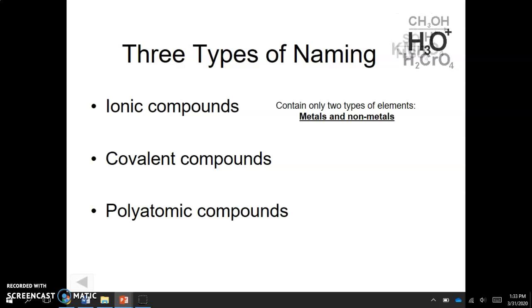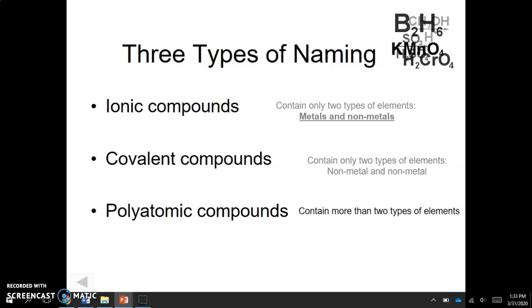Our ionic compounds are going to contain two types of elements, your metals and your nonmetals. Remember, ionic compounds are bonds that take place between metals and nonmetals. So in an ionic compound, you will always have a metal and a nonmetal. Covalent compounds are two nonmetals, and polyatomic compounds contain more than two types of elements. Again, we're only focusing on ionic compounds today, which occur between metals and nonmetals.